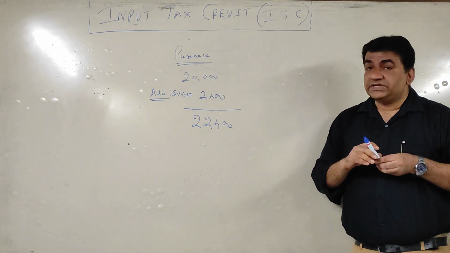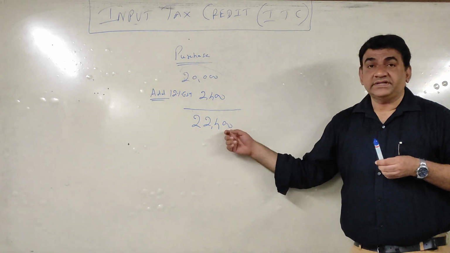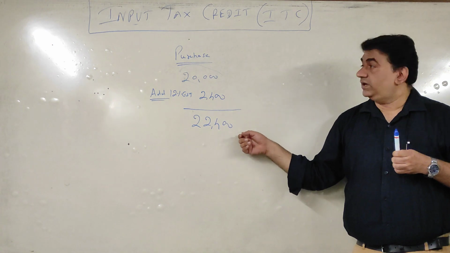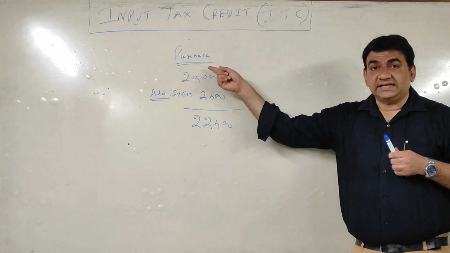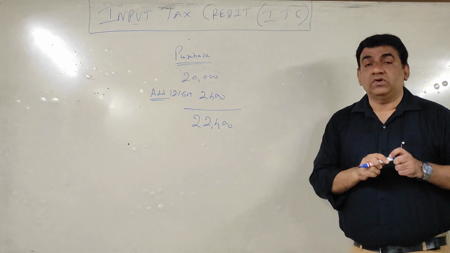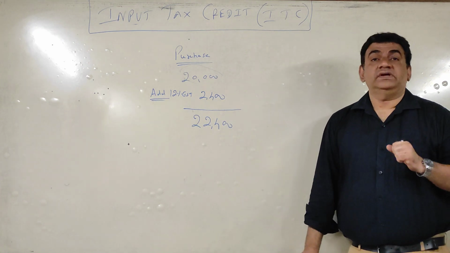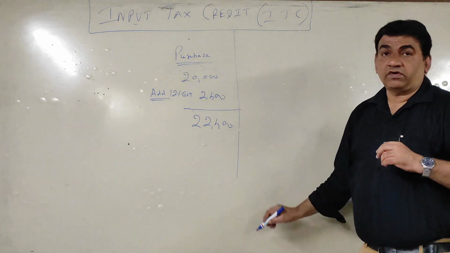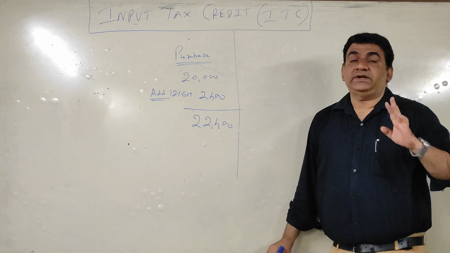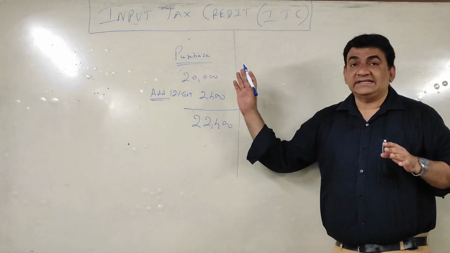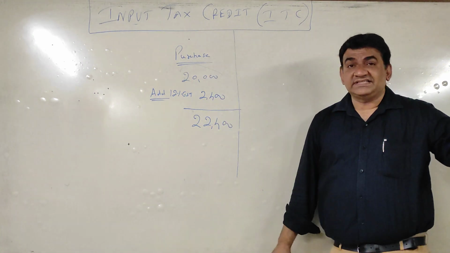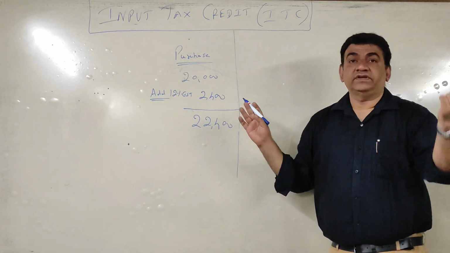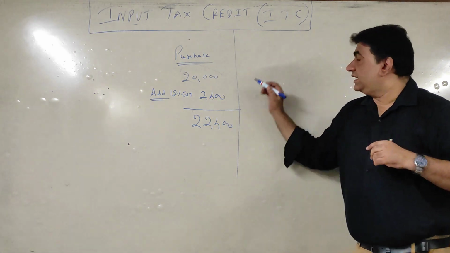Now, the person who has bought this, from his pocket how much has gone? 22,400. From his pocket 22,400 has gone: 20,000 to the seller, and 2,400 to the government in the form of GST. Now, obviously this person has purchased goods for business, so he is going to sell them to somebody. If he is a trader, he will sell the same goods, and if he is a manufacturer, this will be raw material, which he will convert into finished goods and sell. Now let's take an example.